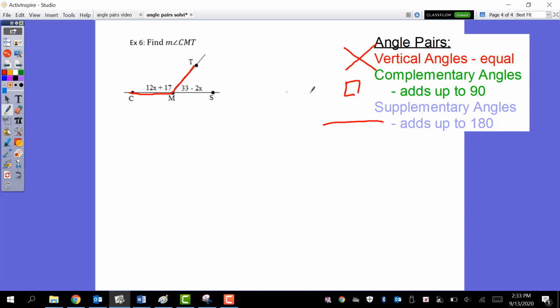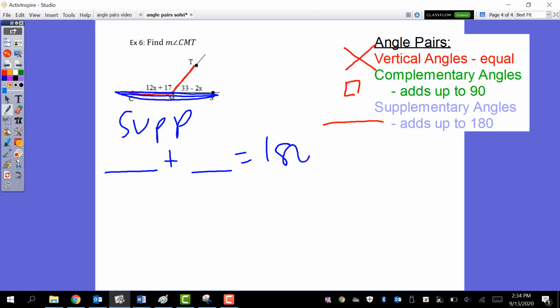Which kind do I have? Well, I don't see an X. I don't see a box. I do see that straight line on the bottom. CMS, that's a straight line. So I know that these are supplementary. So I should be doing blank plus blank equals 180, because that's what supplementary means.